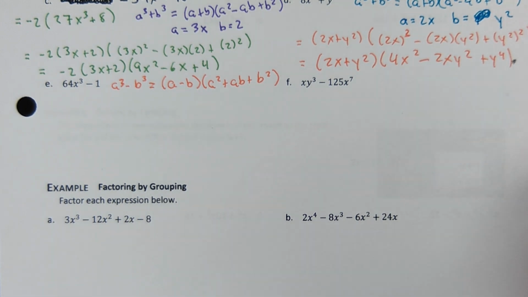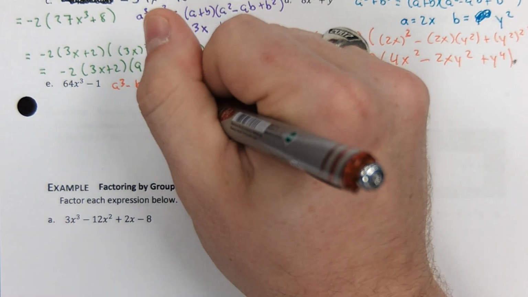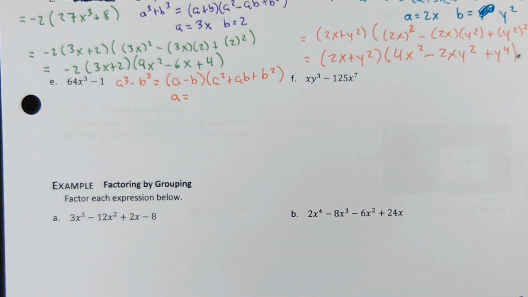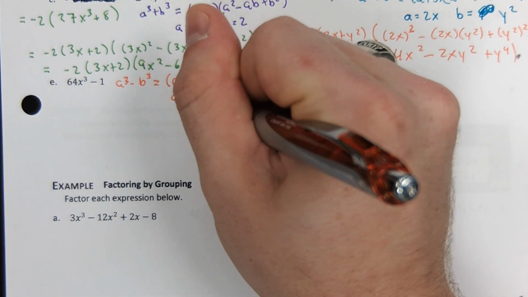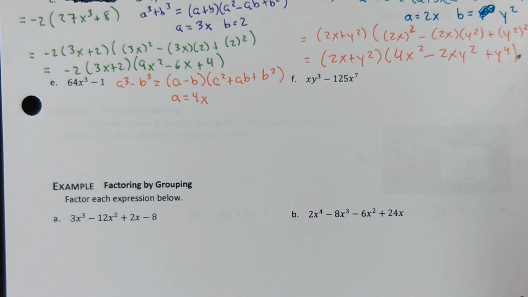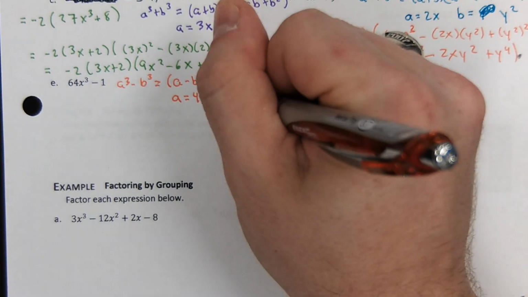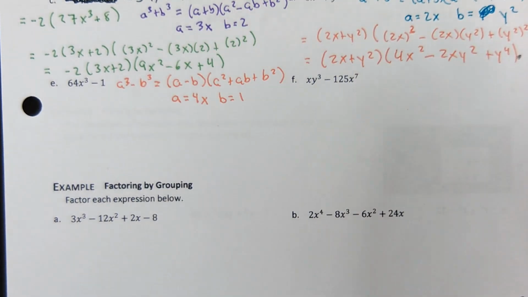We've got to figure out what a and b are. What is the cube root of 64 x to the third? 4x. Thank you, Jared. Cube root of 64 is 4. You see how important it is to know our squares and our cubes? That's why I spent all that time before the Christmas break telling you guys you need to know these numbers, try to have them memorized. And the cube root of 1, that's a freebie. Just 1.